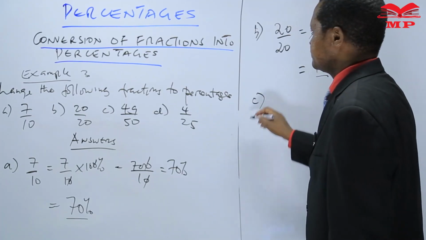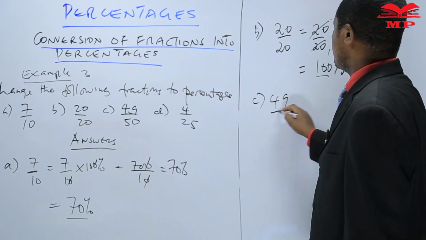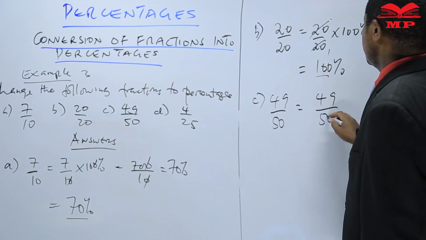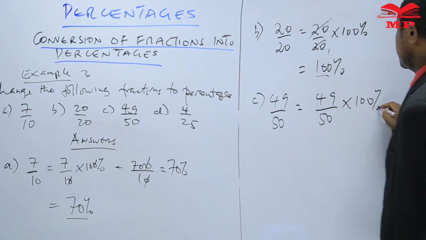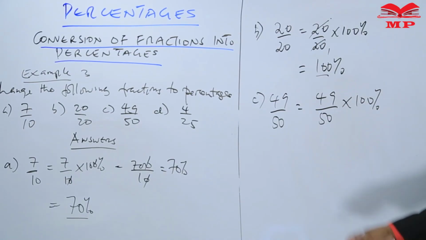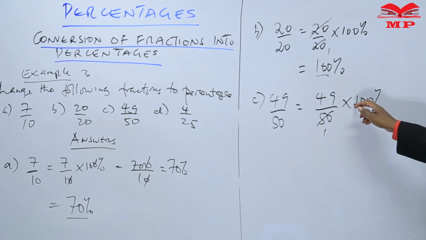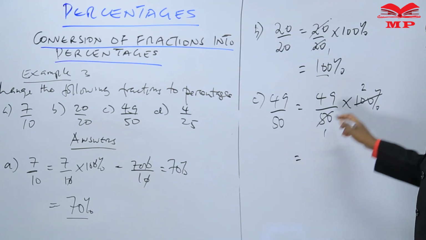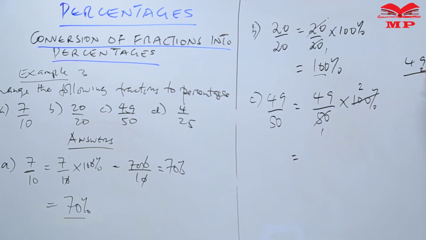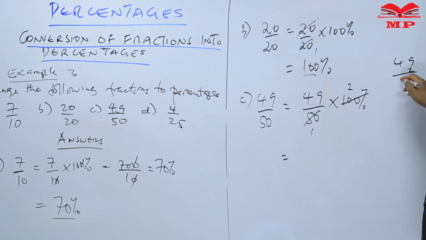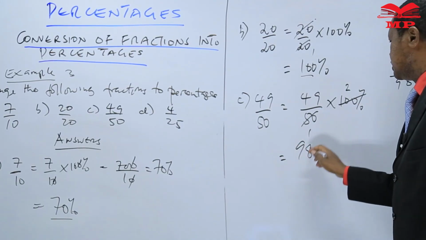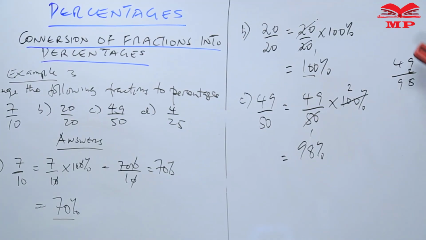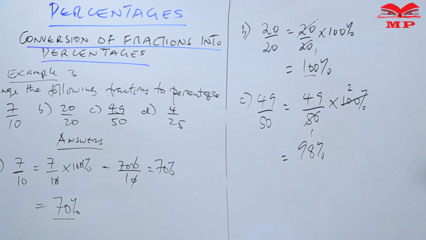Then C, 49 over 50 will be equal to 49 over 50 times 100%. 50 goes here once. 50 goes here how many times? 2 times, giving us 49 times 2. This is equal to 8 here, 9. This is equal to 98%.